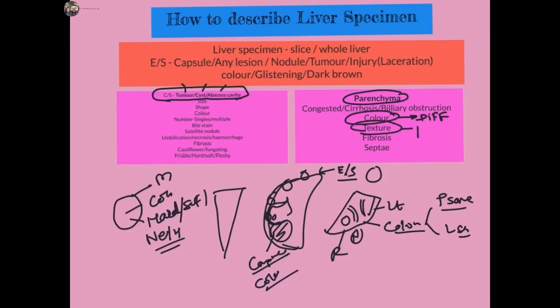Texture, whether it is showing hardness or friability, and whether septae are there or not, because if there are septae, it means there is fibrosis, and this can give a clue that it is due to cirrhosis, since in cirrhosis tumors can arise. So these are the specific things you should talk about for the liver.